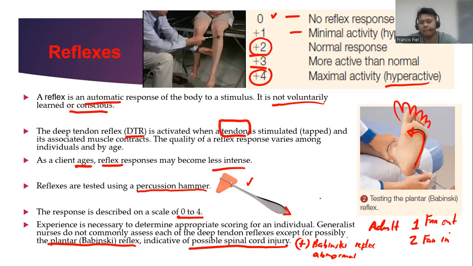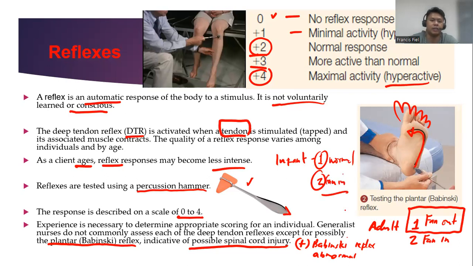Saan ang abnormal? Alright? So, the abnormal is your fan out. Fan out ang abnormal sa adult. Pero pag sa infants, baliktad. So, pag nag-fan out sa infants, that is your normal. Pag number 2 naman, fan in sa infants, ibig sabihin may spinal cord injury or may lesions, things like that.